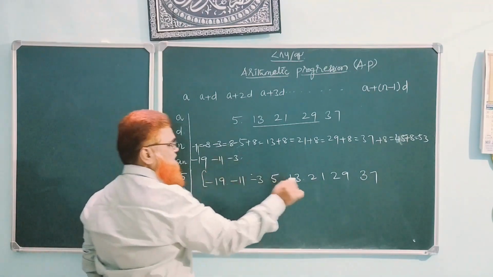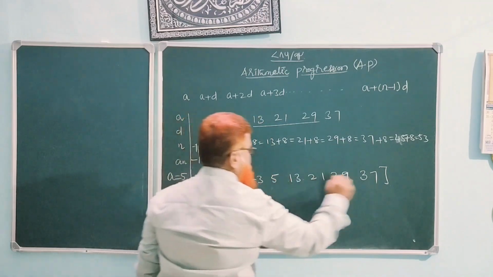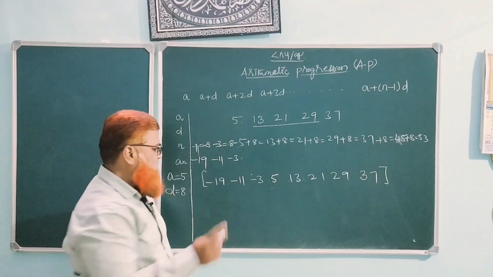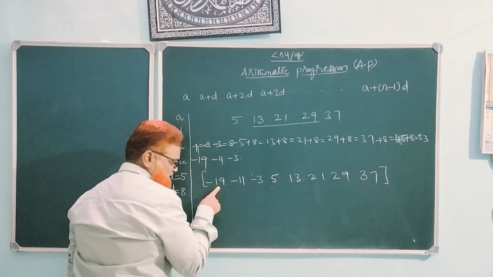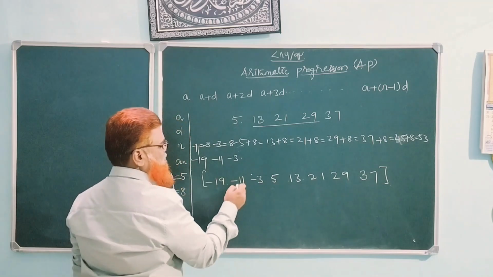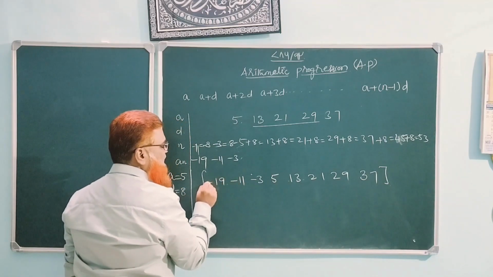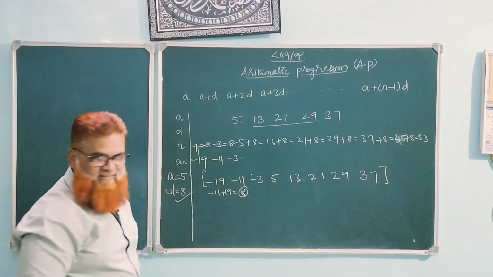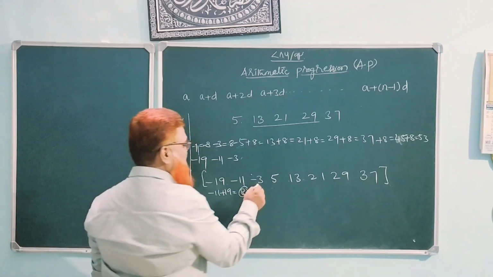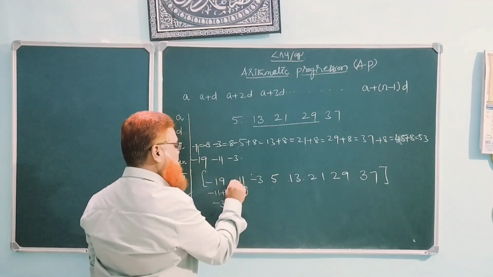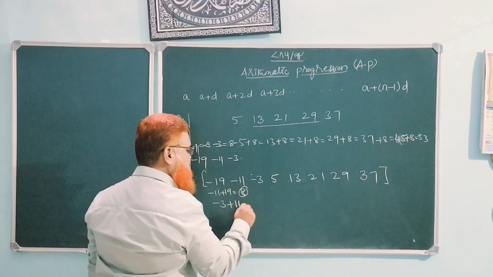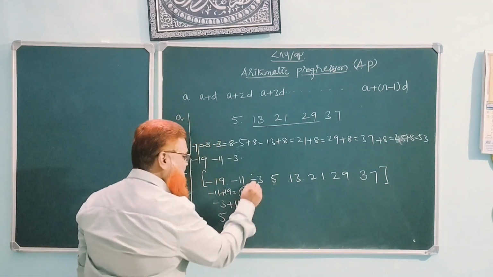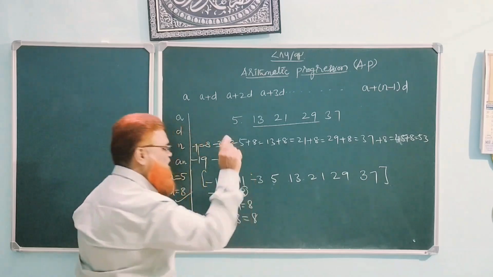Now my question is, is this sequence in AP or not? Just test it. This is the first term, this is the second term. The difference between these two: minus 11 minus of minus 19, which is minus 11 plus 19, is equal to plus 8. Our difference is plus 8. Similarly, minus 3 minus of minus 11 is minus 3 plus 11, which is plus 8. Then 5 minus of minus 3 is plus 8.